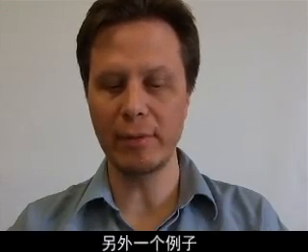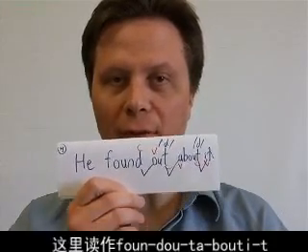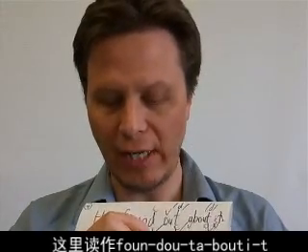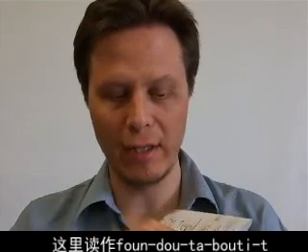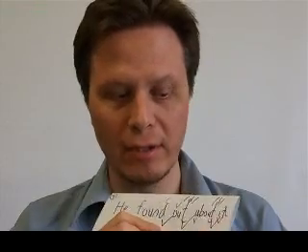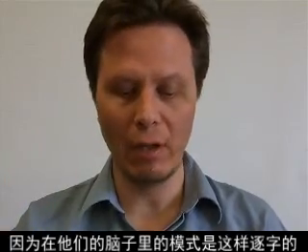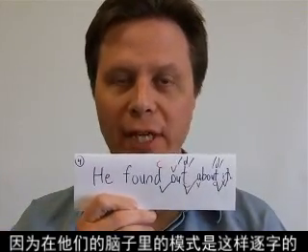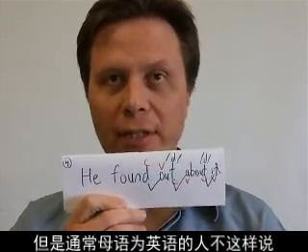Okay, here's another example. He found out about it. So found out, found out, out about, found out about it. Somebody who doesn't speak English very well may not understand what the person is saying because in their mind, their model is, "He found out about it." But people don't talk like that if they speak in English.